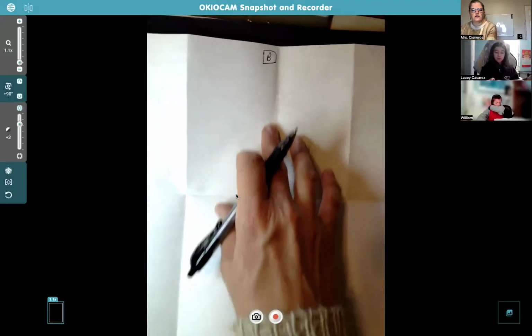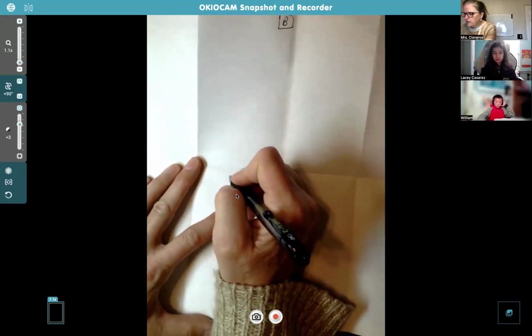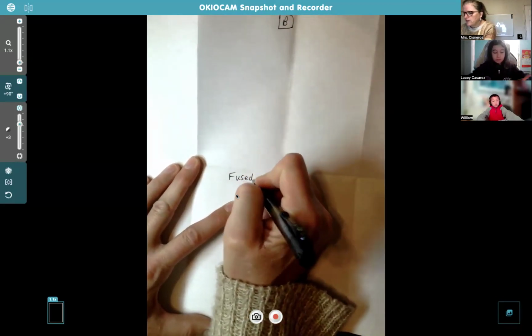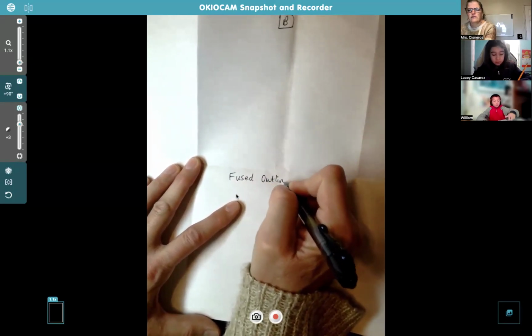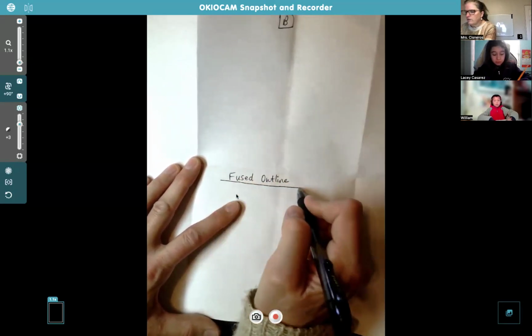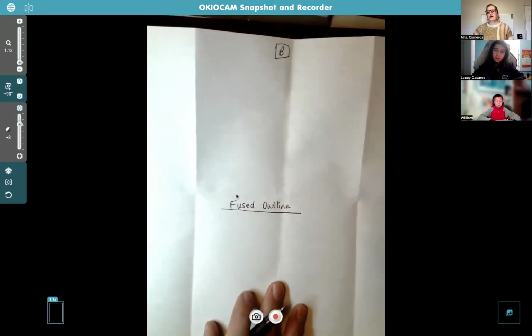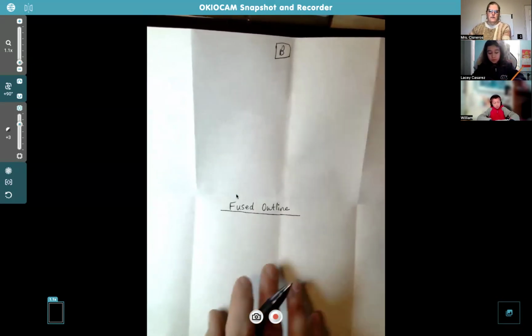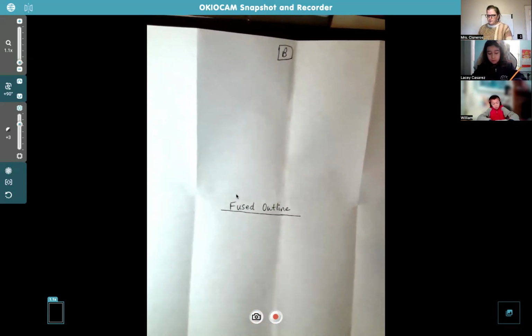Okay, good. Under the B, in the box that's under the B, right here, here's B. So right underneath that, I want you to write fused outline. Do you remember that, Lacey? Fused outline? Kinda? Okay. Fused outline. So we got A, B, C, and then in the middle at the bottom, fused outline.